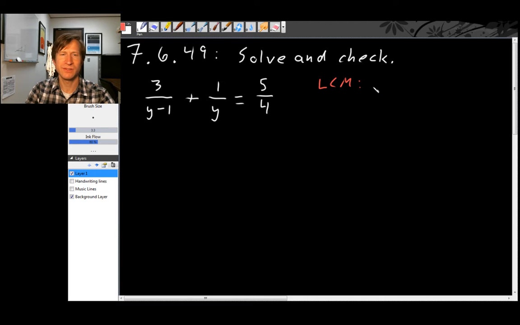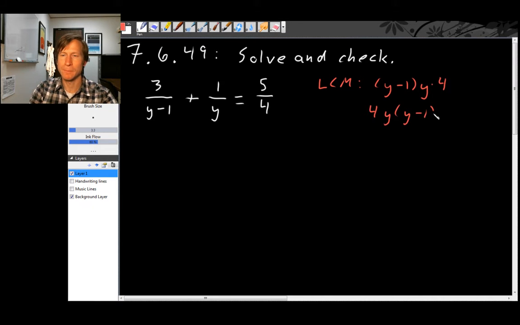of these denominators. So for the denominator y minus 1, we're going to need a factor of y minus 1. For the denominator y, we're going to need a factor of y. And for this denominator on the right hand side, 4, we'll need a factor of 4. That final one is sort of optional, but if we throw in a factor of 4, we'll even get rid of the fraction on the right hand side as well and make everything integers, which is kind of nice. So our least common multiple will be 4y times y minus 1.